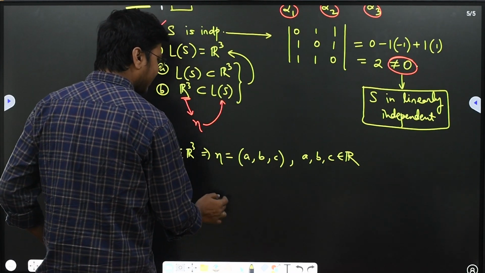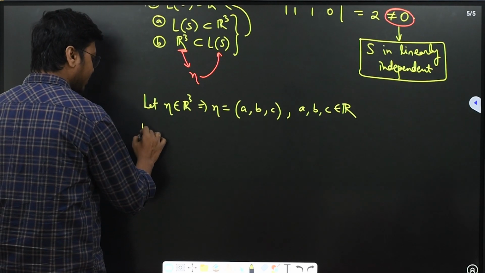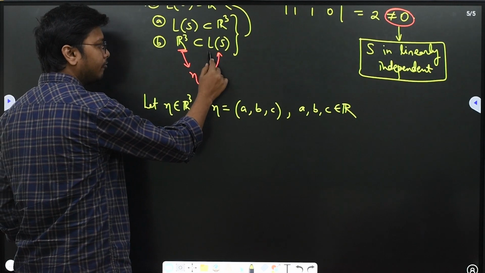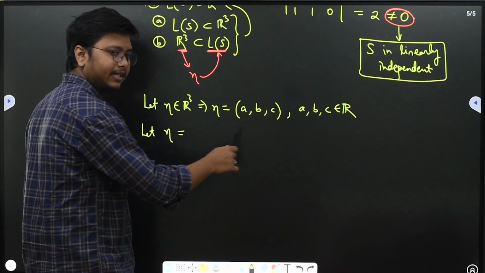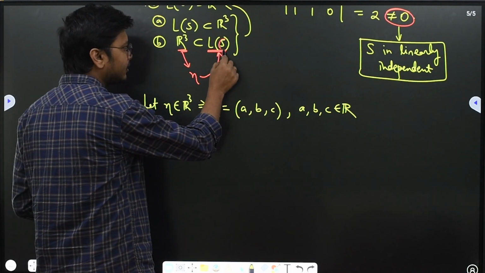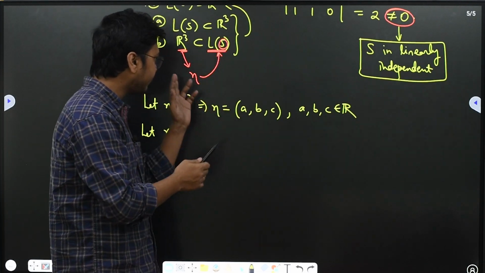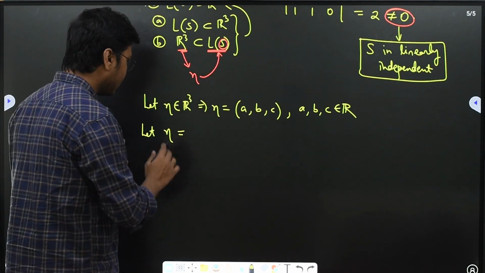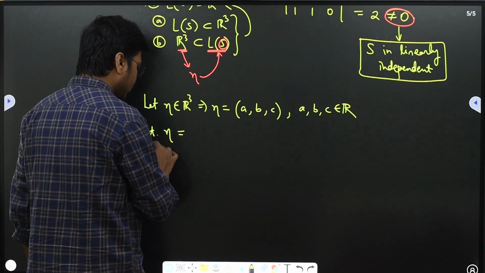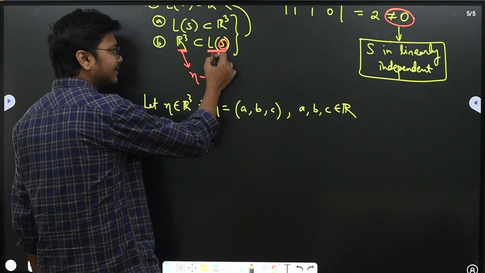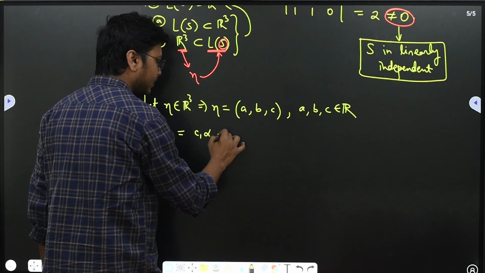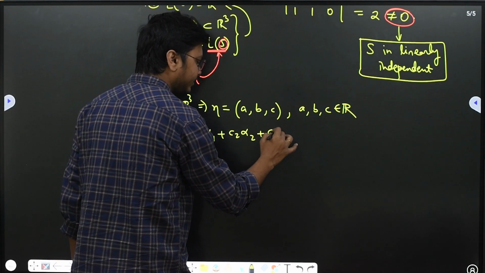Let me consider the relation that eta is equal to, if it has to belong to L of S, then this element must be written as some linear combination of the elements of S. It must be possible to write it if it at all exists in L of S. So let me assume it exists, and let's see whether it turns out to be true or not. So let eta be some linear combination of the elements of S. That means C1 alpha 1 plus C2 alpha 2 plus C3 alpha 3.